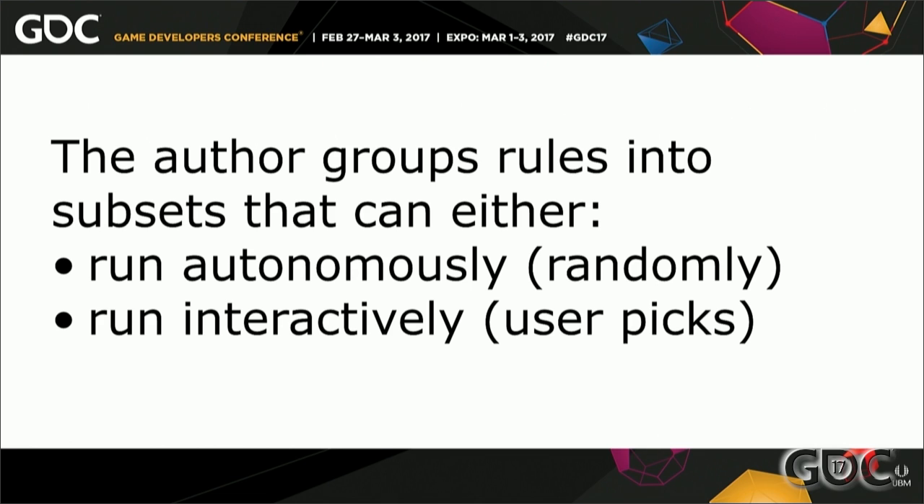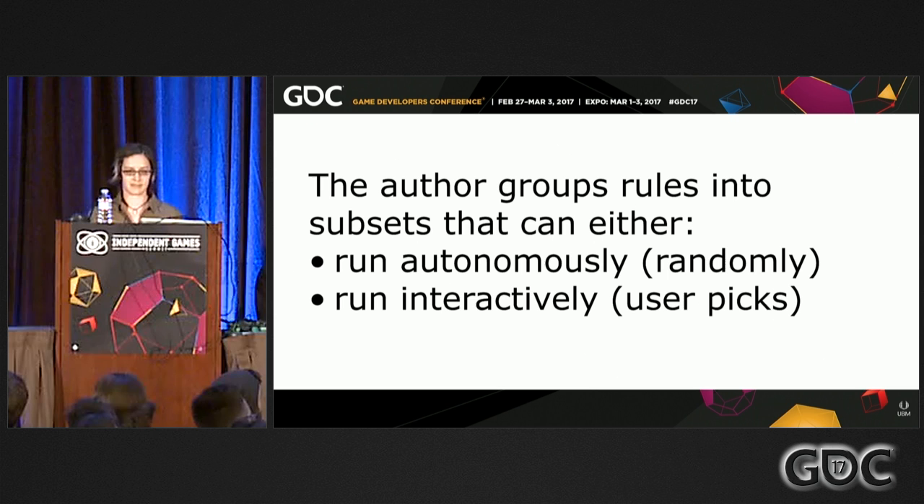So what can you do with a rule set like this? The author can select subsets of these rules that either run autonomously, so the system will pick randomly among all available rules that can fire, or you can run them interactively. The user picks. So in the Minecraft example, this could be used to run this rule set at random and see what kinds of things in the world can be put together and interacted with to create the kind of feedback loops I mentioned, or you could interact with the system to try and debug it.